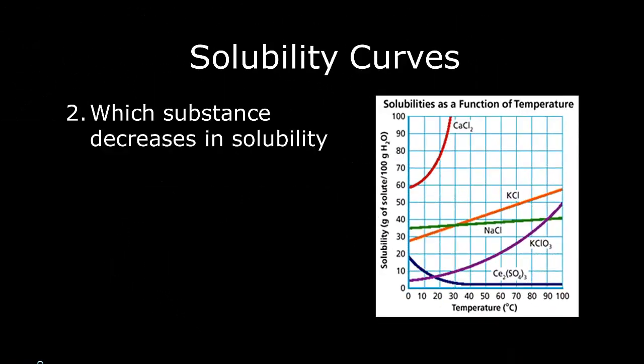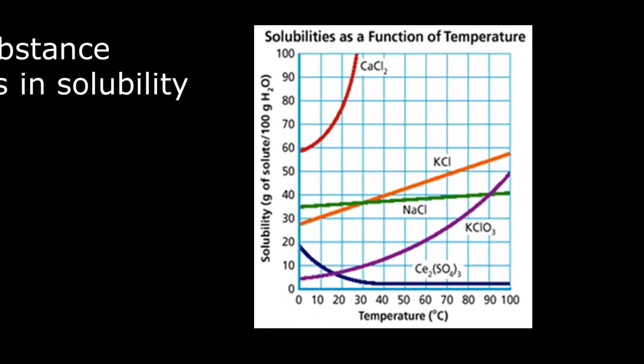Number 2, which substance decreases in solubility? So this decreases in solubility as the temperature increases. So we're looking for a curve or a line that goes down as we increase in temperature, because it decreases in solubility. So our solubility must go down. And the only substance that does that is cesium sulfate.